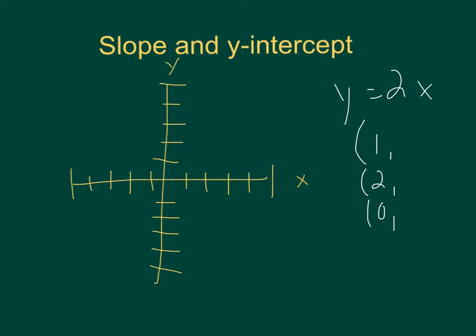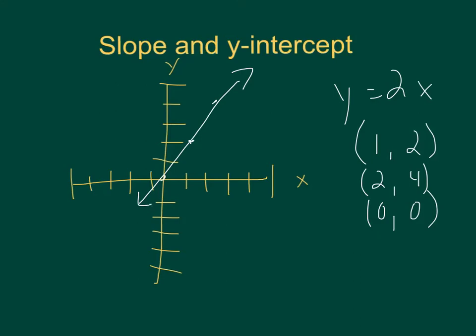Okay, 1 times 2 is 2. Boom. Next one, 2 times 2 is 4. Finally, 0 times 2 is 0. Alrighty, so let's graph those points. Let's say that 1 comma 2 is right there, 2 comma 4 is right here, and then 0 comma 0 is right here. So we're going to call that our first line.